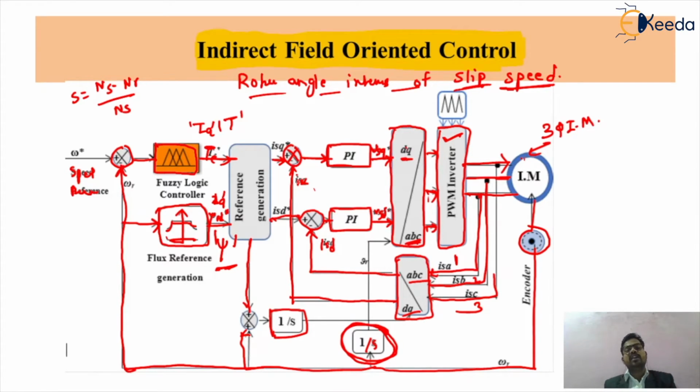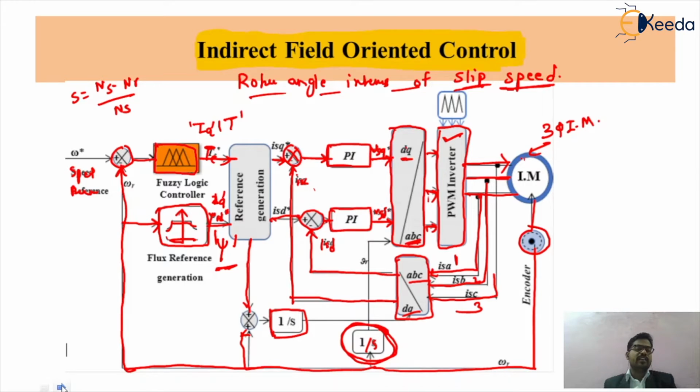So from that particular ISQ and ISD, basically from these quantities, we can control the value of your PI. This PI controller will give you the change with respect to your current quantities into voltage quantity, and we are getting the indirect field orientation control of your induction motor. So this is the basic block diagram, or we call it the working of your indirect field oriented control.